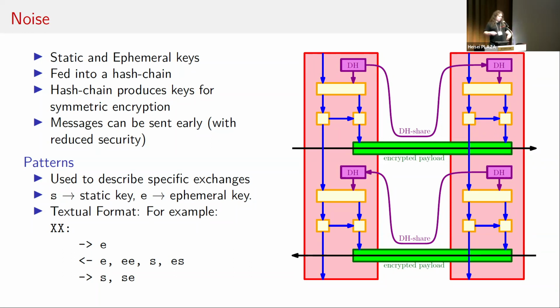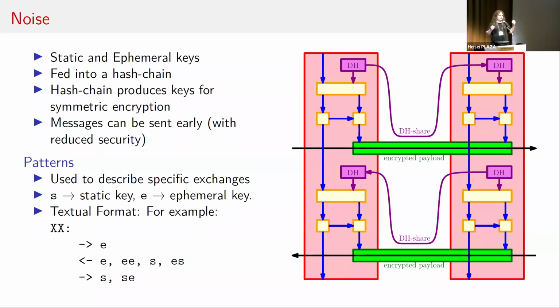And so since I said it's a framework, you have an infinite number of possible exchanges there. And they are described as so-called patterns. You see a simple example here at the bottom. At first you have a label. In this case, this is the so-called XX exchange. It just means both parties have a long-term secret and the secret is not known to the peers.